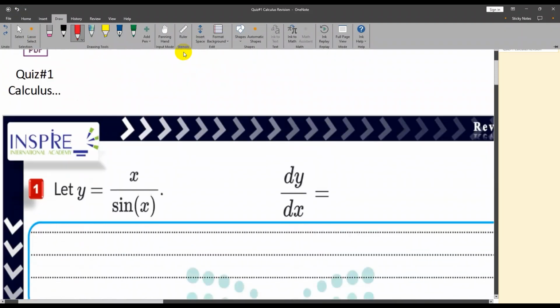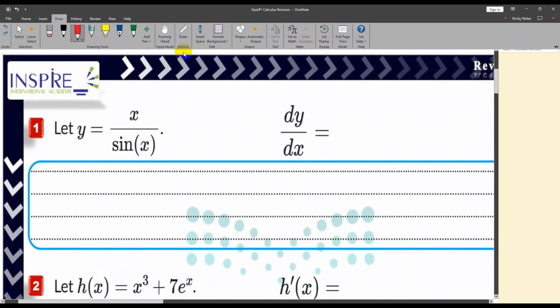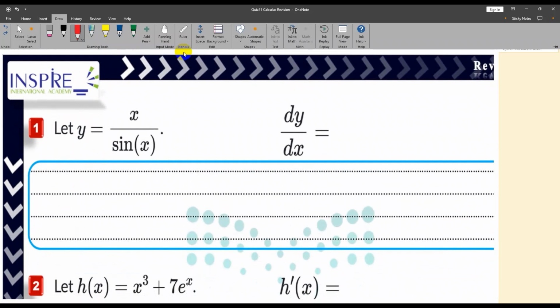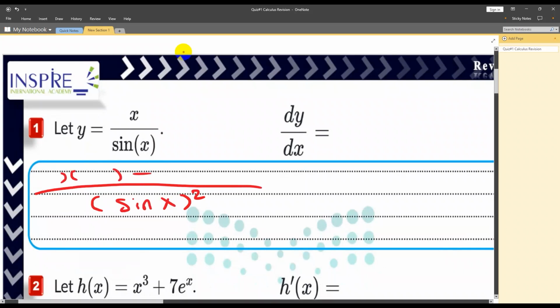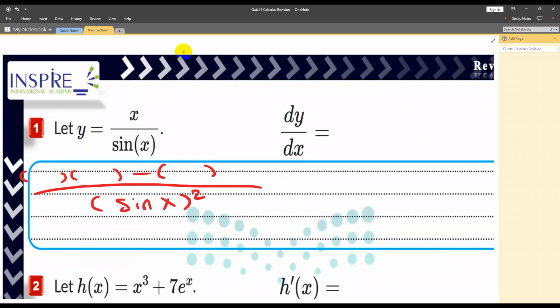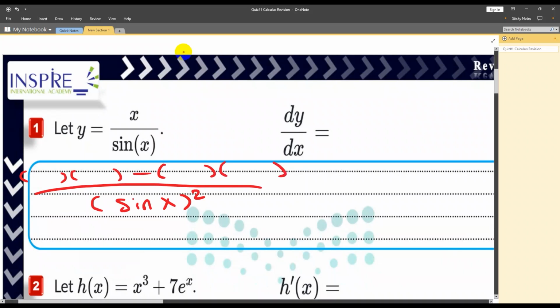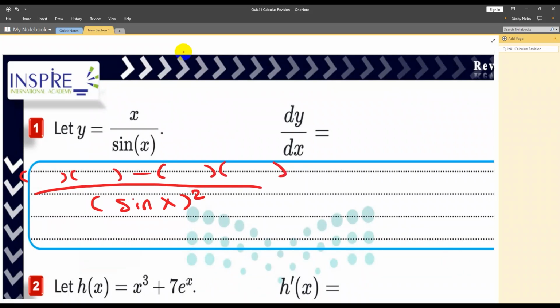Let's start. Bismillah. First question: let y equal x over sine x, and we need to get dy over dx. Okay, how are we going to do it? At first, we will open a bracket squared for the denominator, which is sine x, and then let's get the difference between the derivative of the numerator times the denominator and the derivative of the denominator times the numerator.